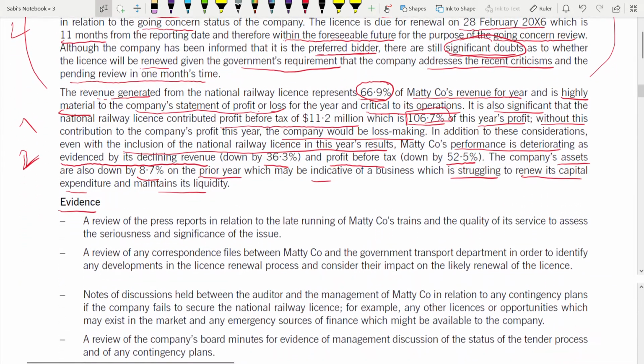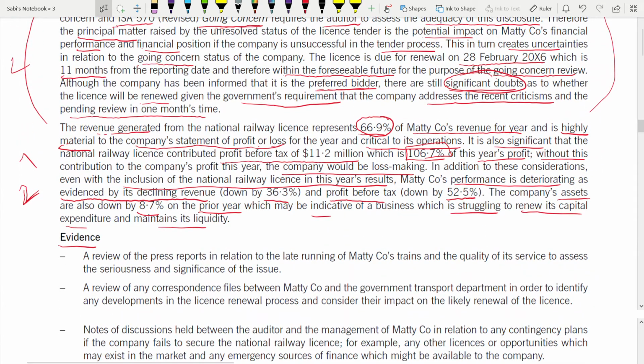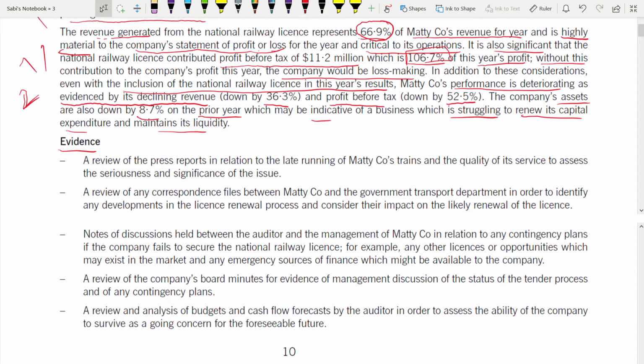Now evidence. That means you can write 3 evidences. But if they give you one mark for each, then you can write 5 evidences here. So it depends on how many matters you have written and how many evidences you have to write. Okay, balance it out so that you get the 7 marks.